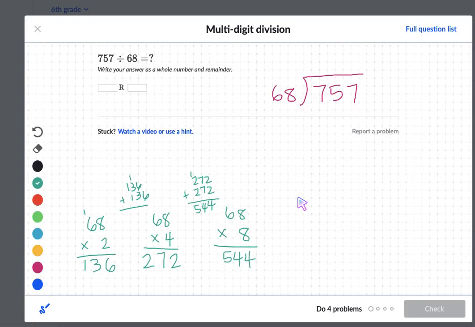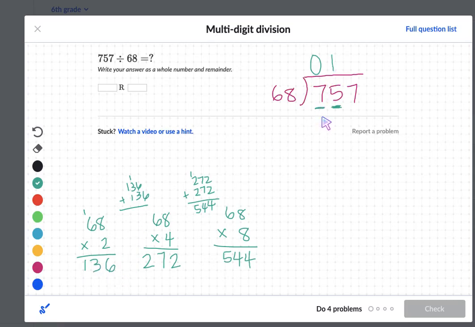All right, so let's start off with this. 68. How many times can 68 go into, let's start with this first digit, 7. Well, 0 times, because 7 is too small. So I'm just going to put a 0 there as a placeholder, just so I have my numbers lined up. And next I'm going on to 5, 75. How many times can 68 go into 75? Well, 75 is very close to 68. And if we put 2 in, it would be too high if I look at my key. So I'm going to go with 1.